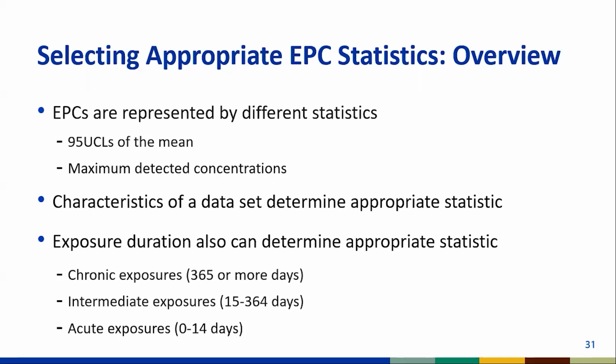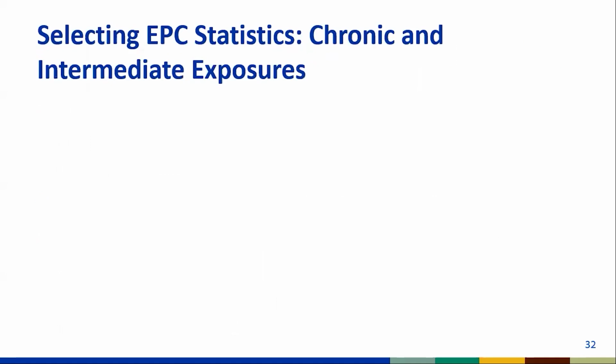Exposure duration also can sometimes determine the appropriate statistic. When evaluating chronic and intermediate exposures, health assessors largely rely on the characteristics of the dataset. When evaluating acute exposures, however, health assessors need to consider several other factors before deciding whether to use a 95 UCL or maximal value. We'll start with how to select EPC statistics for chronic and intermediate exposures.